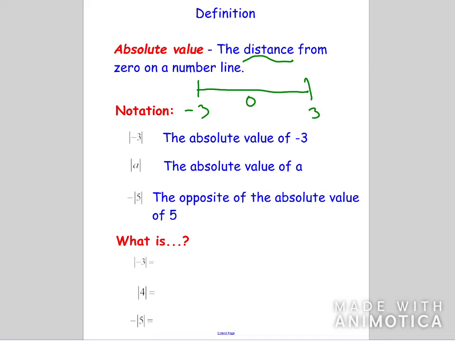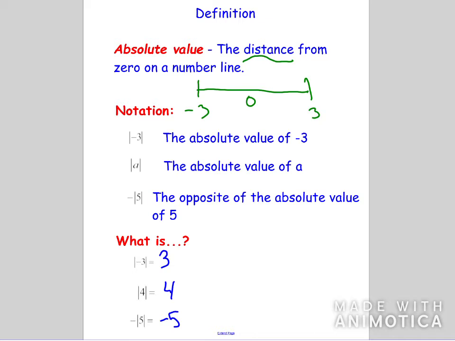So now let's find some absolute values here. First of all, this is the absolute value of -3. So what is its distance from 0? It's 3 units away. This is the absolute value of 4. So what is its distance from 0? Well, 4 is 4 units from 0. And this one is the opposite of the absolute value of 5. So we start with the absolute value of 5, which is 5, and the opposite of that is -5. So just a little bit of an introduction there.